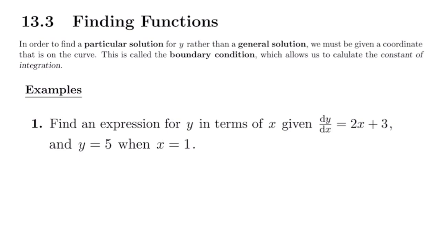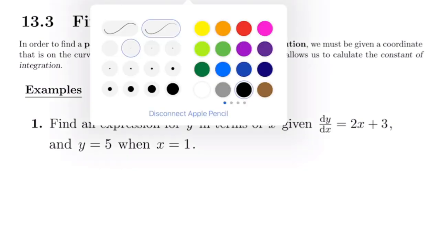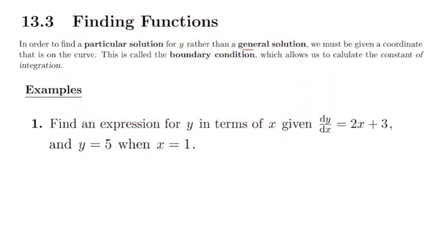We also talked about why we put plus c on. Remember, plus c is our constant. If you differentiate a constant, it becomes 0, so when you integrate you have to put the constant back. If you have a constant, then you have a family of curves or a general solution, and if you can find the value for c, then you have a particular solution. That's what we're going to look at, how we find that value for c.